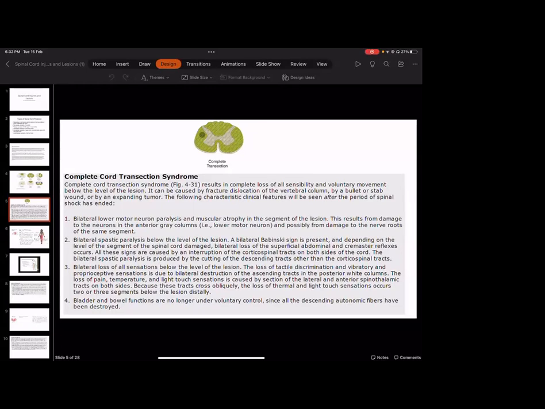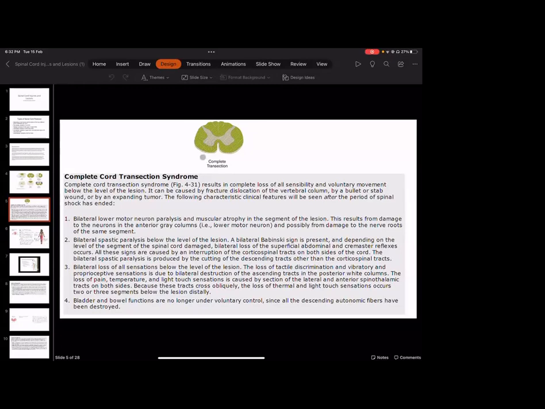So at the white matter, all the nerves that are going down here, because it's been cut at this level, will be damaged. So below it, that's why you will have spastic paralysis. But at the level, because you're damaging everything here, and you'll be damaging the anterior horn also, that's why you will have lower motor neuron paralysis.